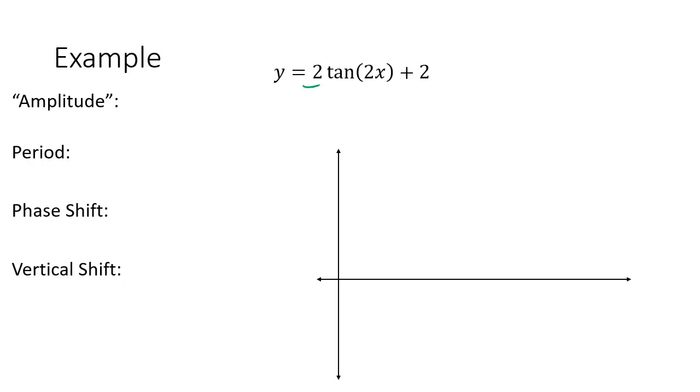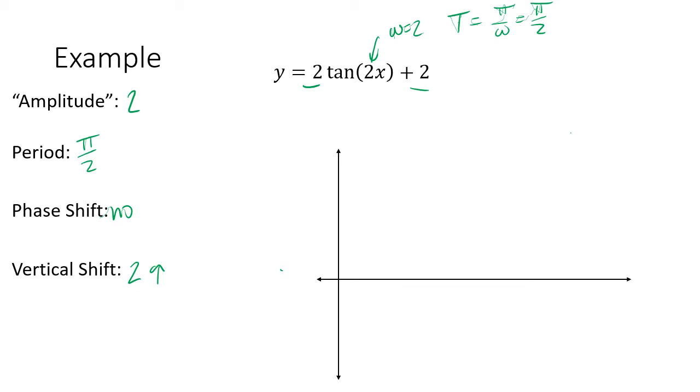Okay, right away, the amplitude, and I have that in quotes, is 2. The period, so 2 is omega, right? And the period for tangent is pi over omega, because pi is a fundamental period. So now we're at pi over 2, so we know the period is going to be pi over 2. There's no phase shift, right? X isn't being subtracted by anything. And then vertical shift is 2 up.